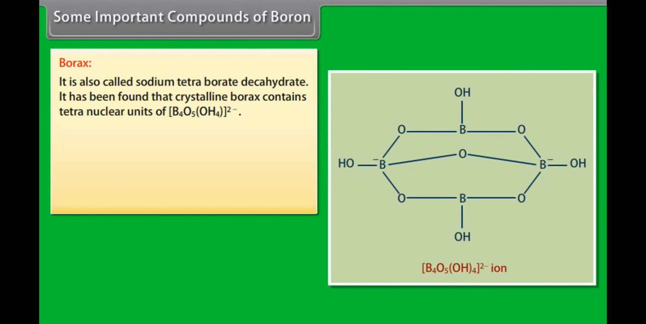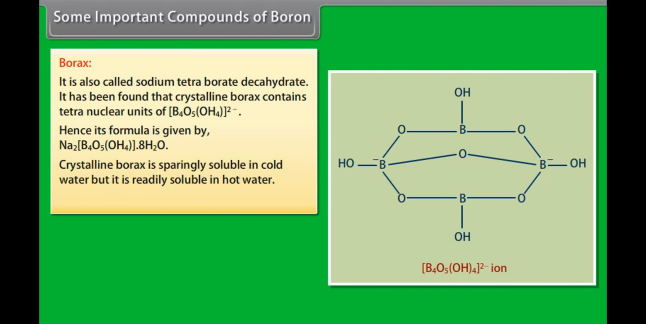Borax. It is also called sodium tetraborate decahydrate. It has been found that crystalline borax contains tetranuclear units of [B4O5(OH)4]2-. Hence, its formula is given by Na2[B4O5(OH)4]·8H2O. Crystalline borax is sparingly soluble in cold water, but it is readily soluble in hot water.